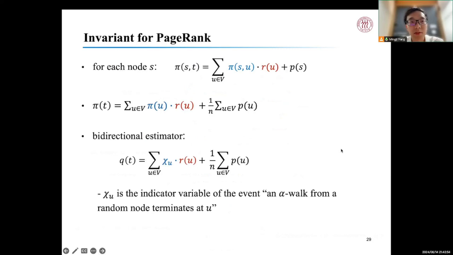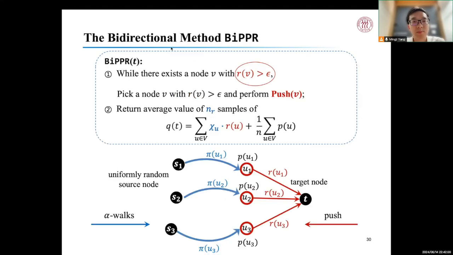And this invariant is designed for the value of PageRank contribution, pi s t. By averaging it over all nodes s in the graph, we can obtain an invariant for PageRank. And by substituting the pi of u here by the random variable chi of u, which stands for the indicator variable of the event that an alpha walk from a random node in the graph terminates at u, we obtain a bidirectional estimator. And this leads to the process of the BiPPR algorithm.